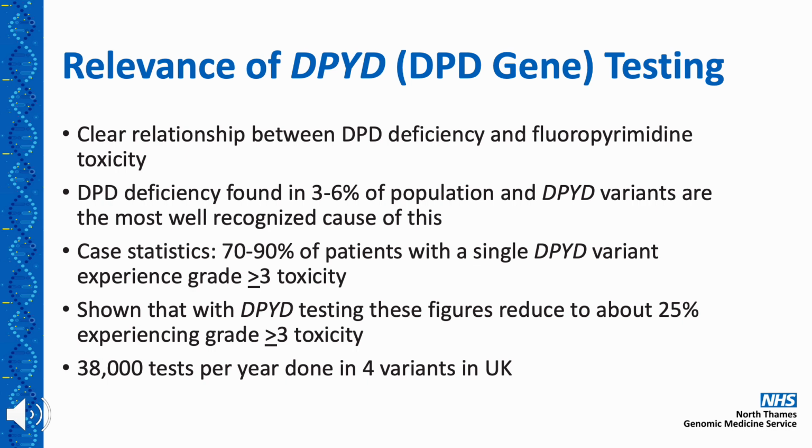It has been shown that 70 to 90% of patients with a single DPYD variant experience grade 3 or more toxicity, while with testing, those figures reduce to around 25%. In the UK, we do about 38,000 tests per year in 4 variants of DPYD.